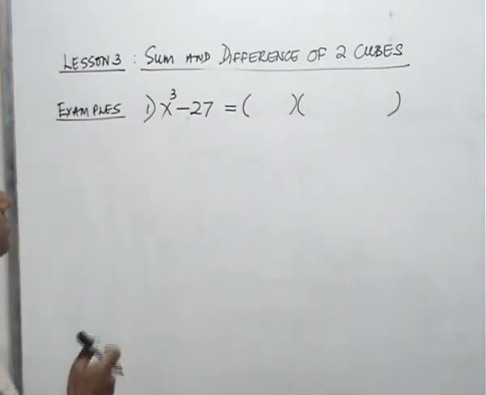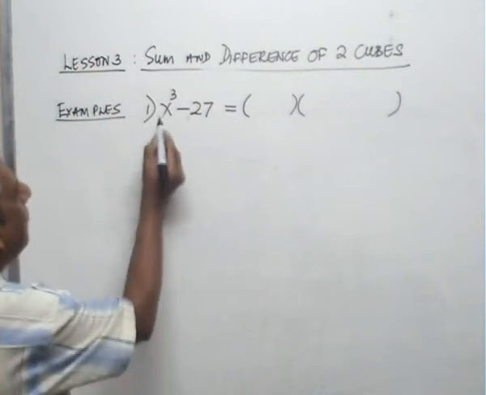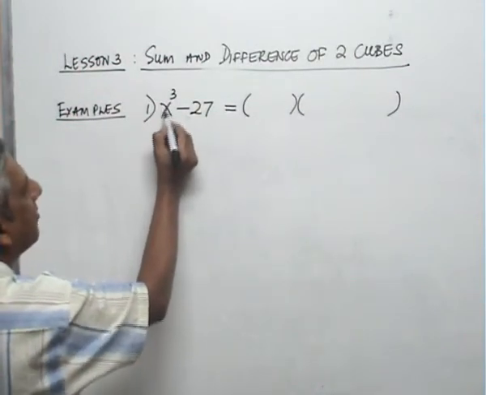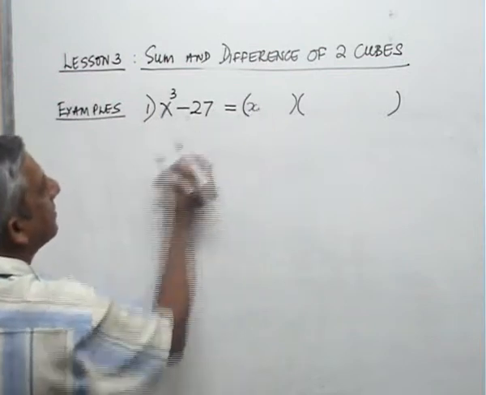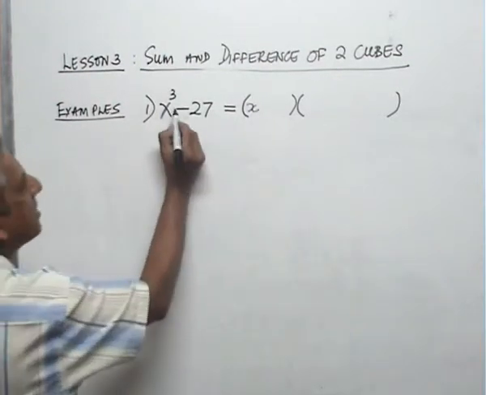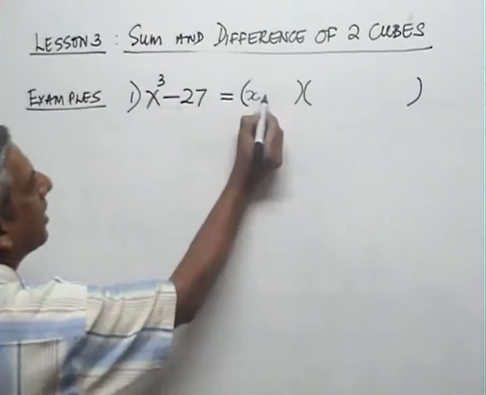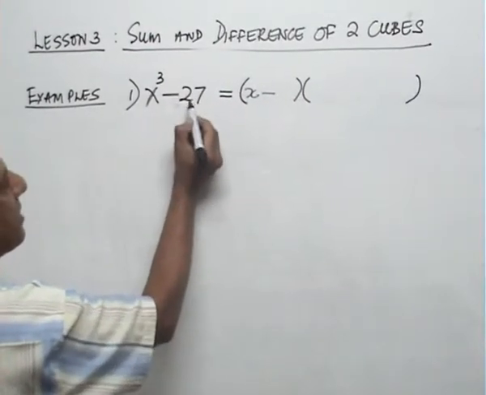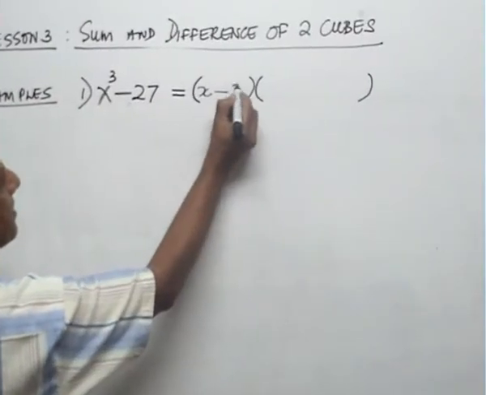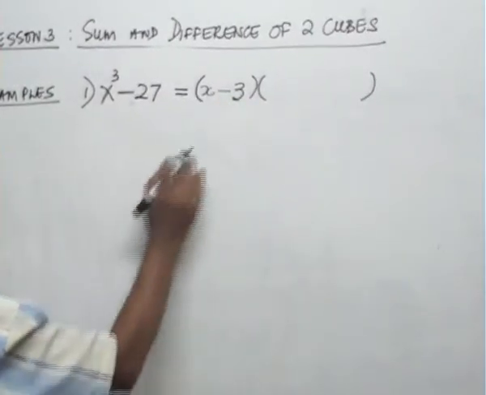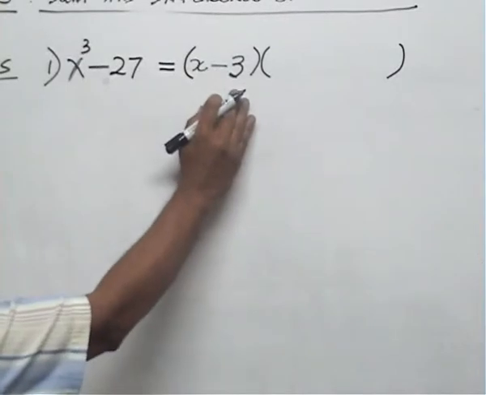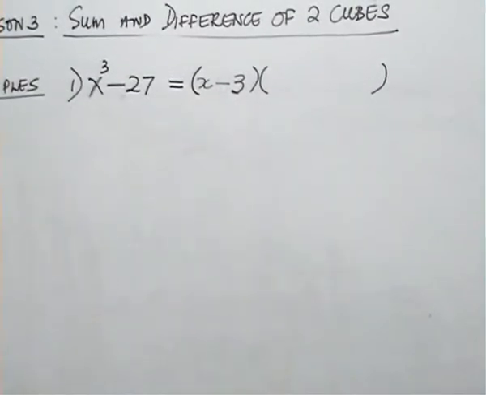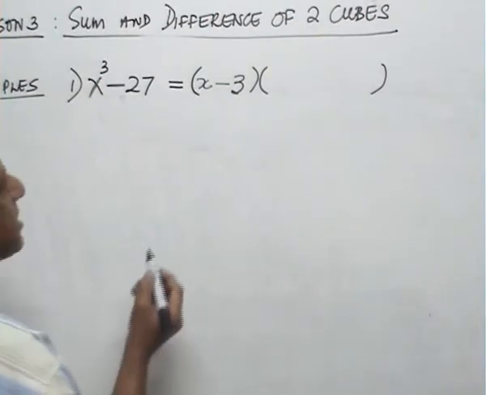Right. Step 1. Find the cube root of x cubed. Cube root of x cubed is x. This is minus, so that will be minus. Find the cube root of 27. Cube root of 27 is 3. Once you have this bracket, this will help you to get the next bracket now. Now for the next bracket, there are 3 steps.